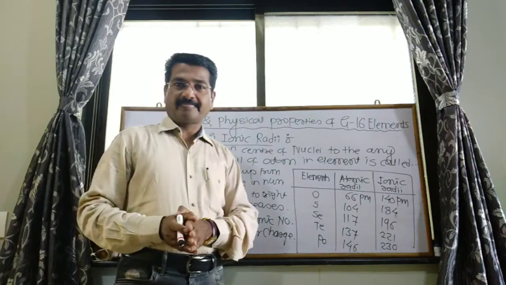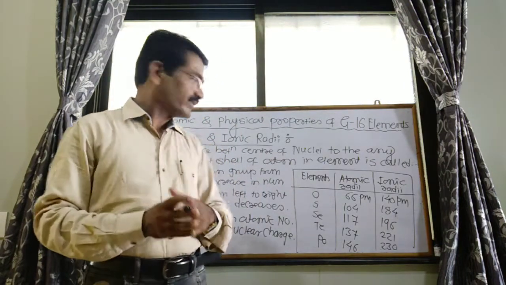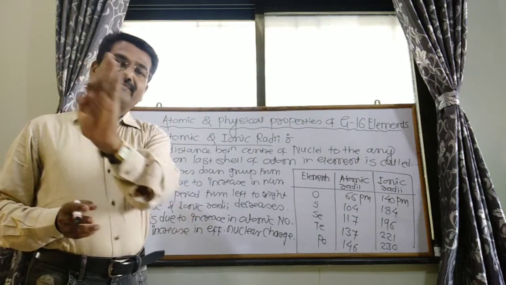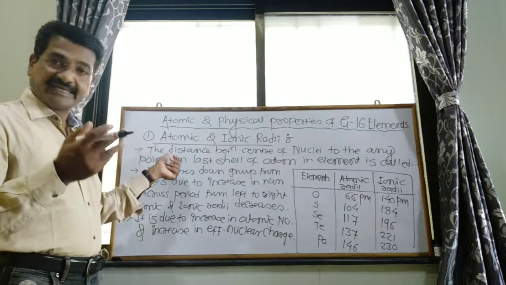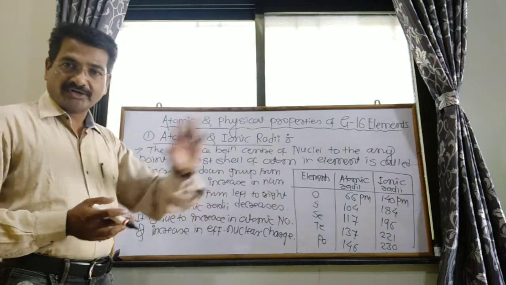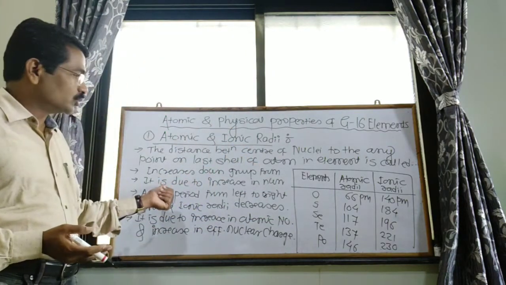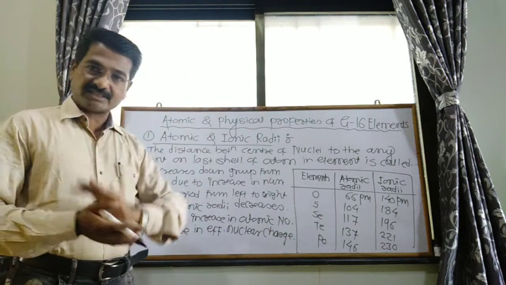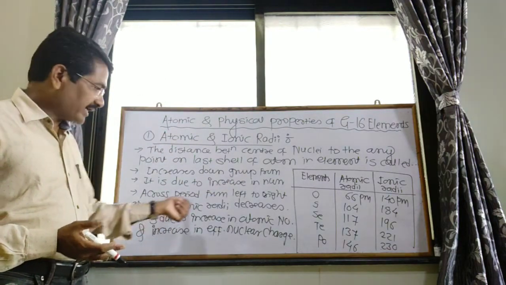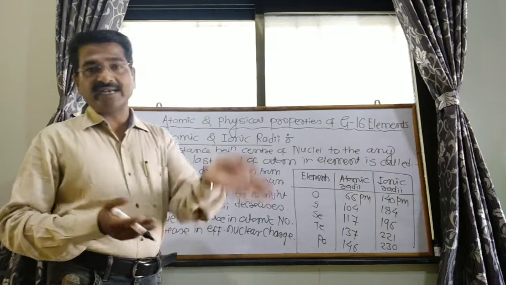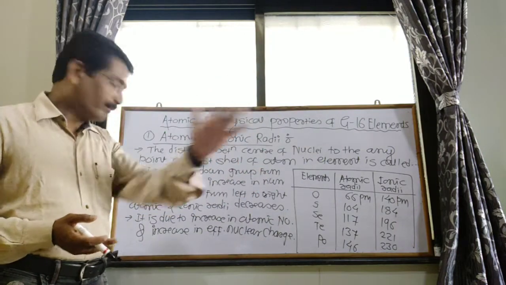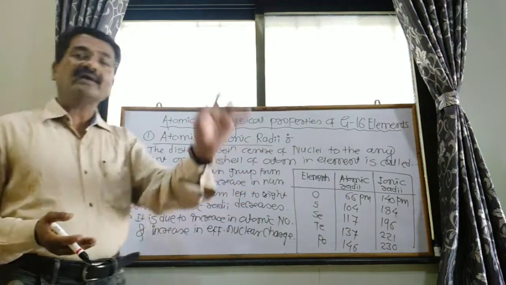So this is the question. Whenever asked for 2 marks, explain atomic and ionic radii of G16. First point, give the definition of atomic radii. Second point, the trend: atomic and ionic radii increase down the group from oxygen to polonium. Then give the reason: it is due to increase in number of quantum cells. Then third point, across the period from left to right, atomic and ionic radii decrease. The reason is increase in atomic number and increase in effective nuclear charge.